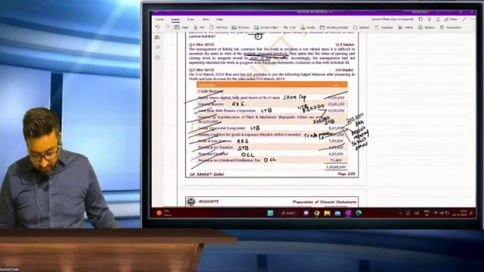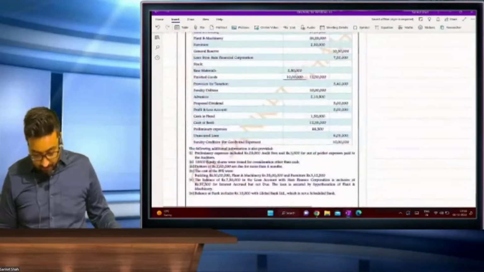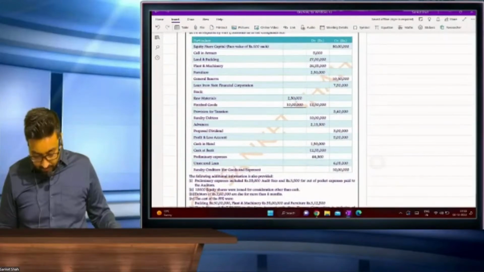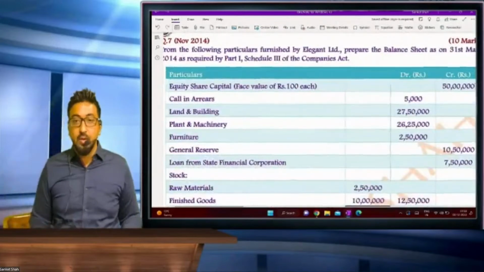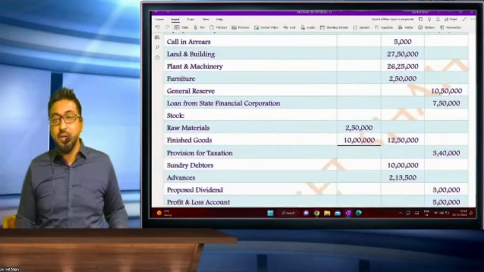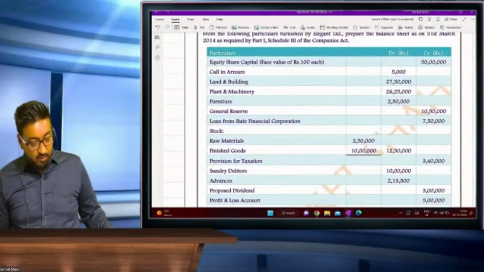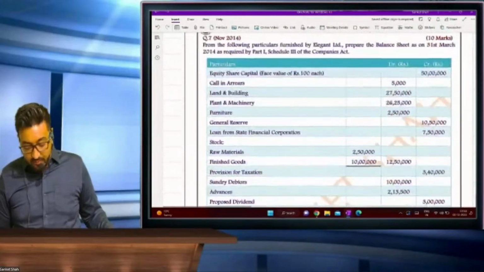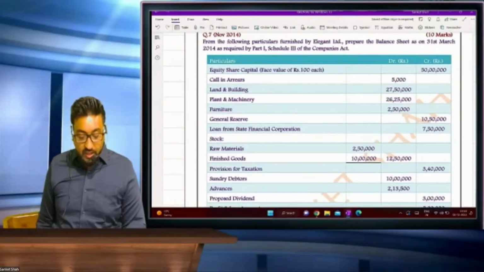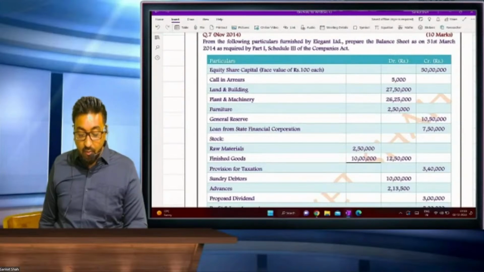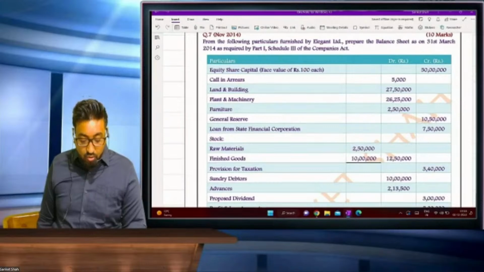Question number 5 we have completed. So today we are going to start with question number 7. For every question I will give you 10 minutes to write all these items, and then I will dictate the answer. I am not going to explain. Now you are already aware of the balance sheet pro forma. Only one question I am going to solve, that is question number 9.